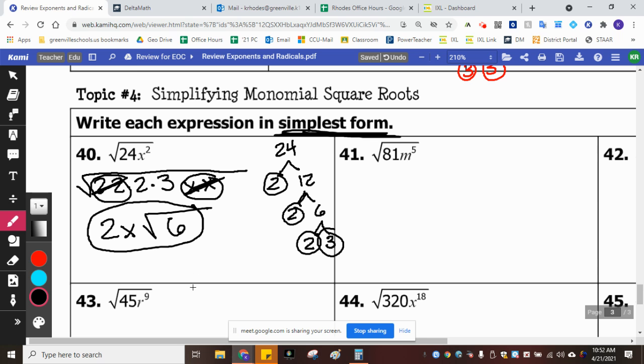See, it looks kind of different when you look at it, but when you write it like that, it's less.